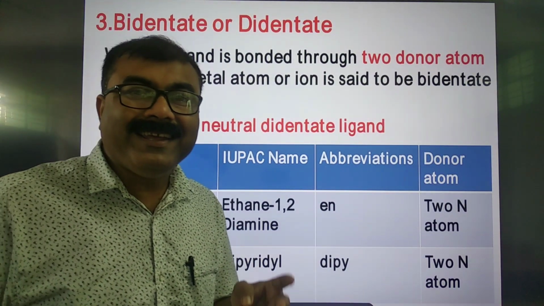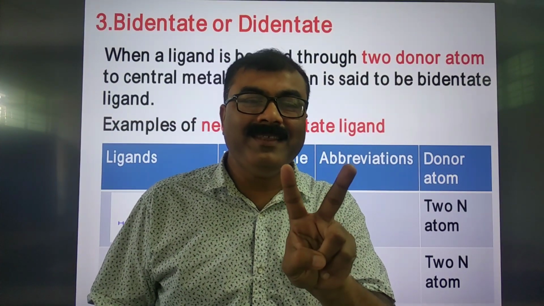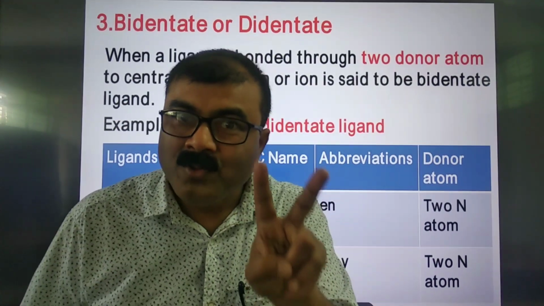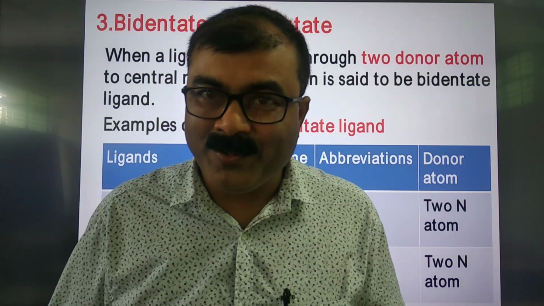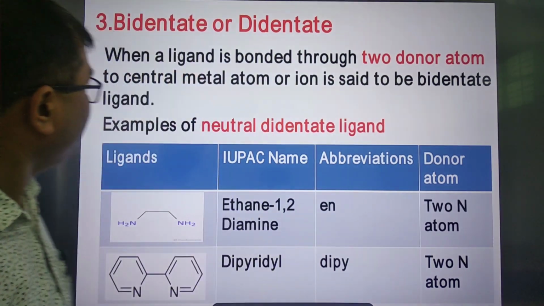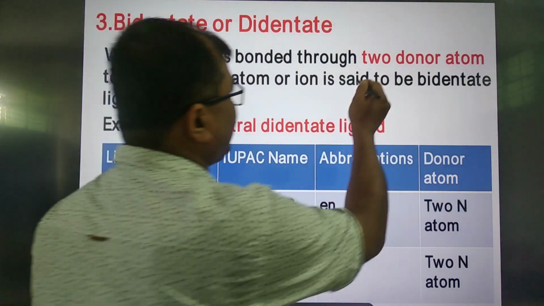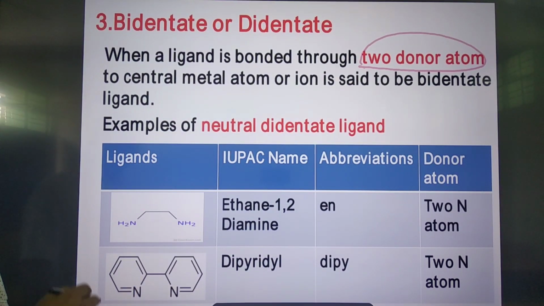So bidentate ligands have denticity two. Denticity means those ligands which have two donor atoms to ligate with. To ligate with means to form coordinate bond with central metal atom or ion. So when a ligand is bonded through two donor atoms, the ligand must have two donor atoms to the central metal atom or ion. It should be a bidentate ligand.